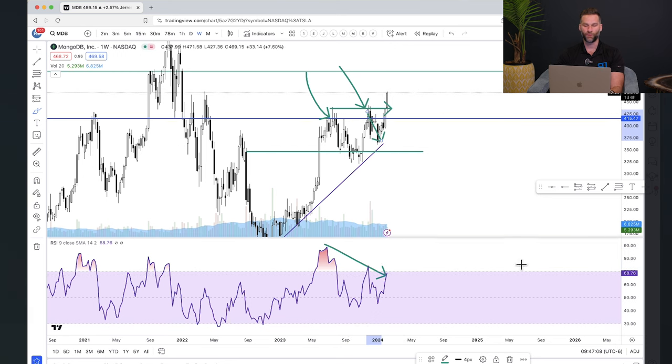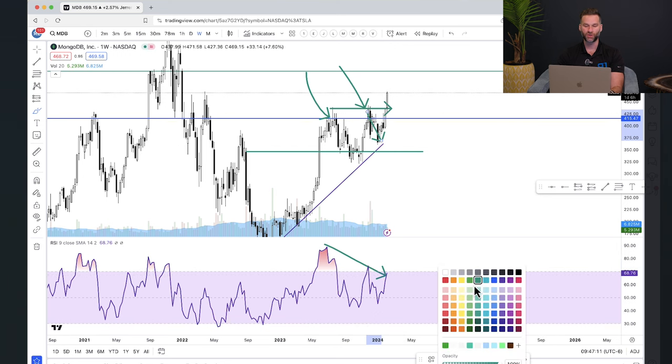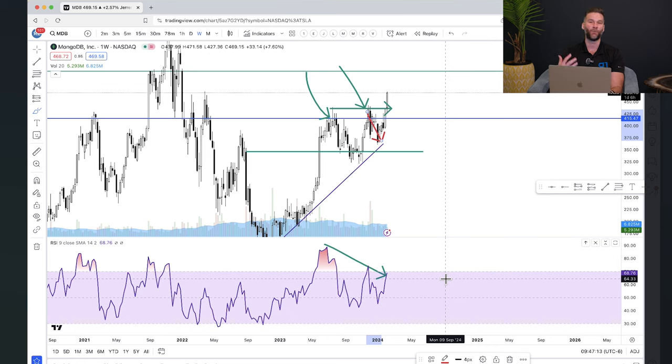What this allowed for right here was really a congestion and a rest of the overall move, allowing Mongo to breathe, to really build pressure, to consolidate, to build compression. And then once it broke out, this trend, there's nothing stopping it as far as moving averages go until 514. I'm in shares, I'm in calls, and I'm very, very happy if Mongo Base continues higher.